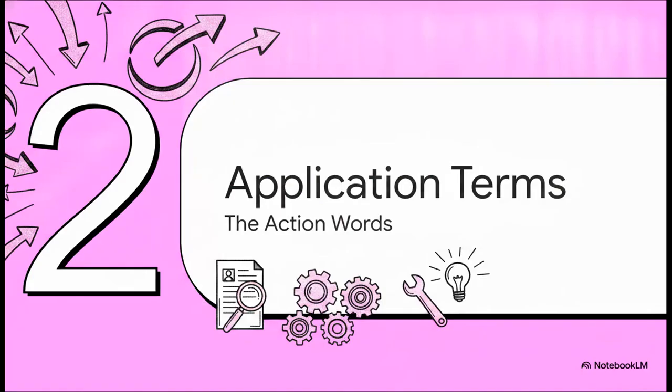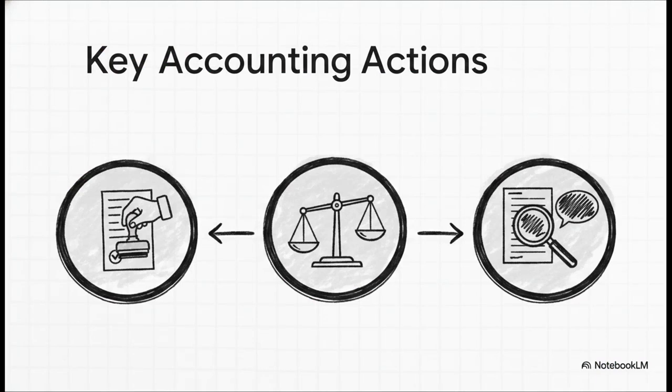Moving right along to Section 2. Application and research terms, the action words. We've got our nouns down, so let's transition to the verbs. These describe what we actually do with the transaction and our research toolkit. The life cycle of any transaction basically follows 3 phases.